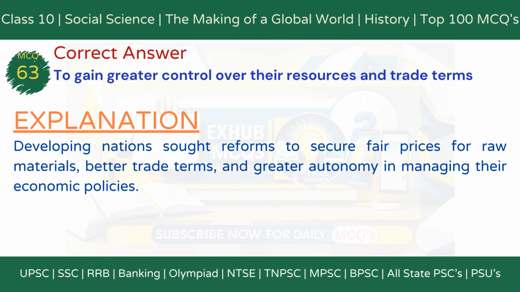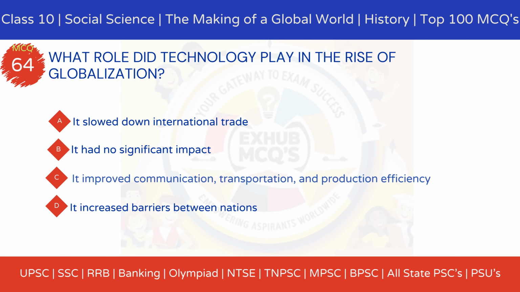The correct answer is option B, to gain greater control over their resources and trade terms. Explanation. Developing nations sought reforms to secure fair prices for raw materials, better trade terms, and greater autonomy in managing their economic policies. MC 64. What role did technology play in the rise of globalization?